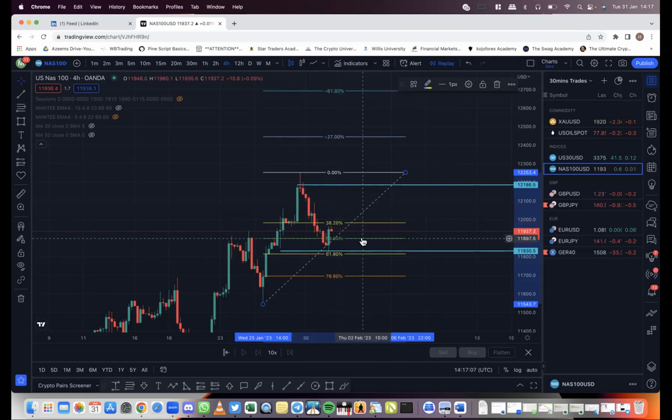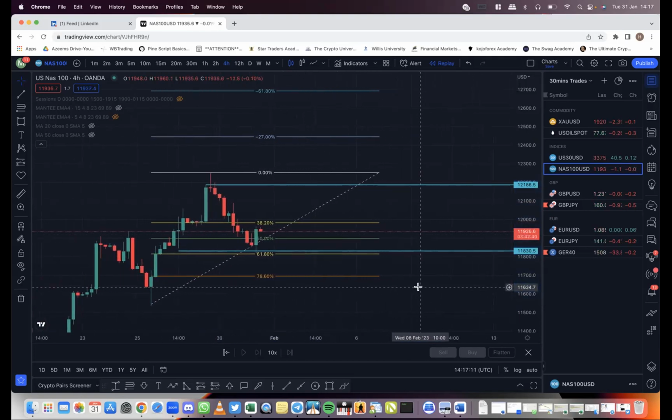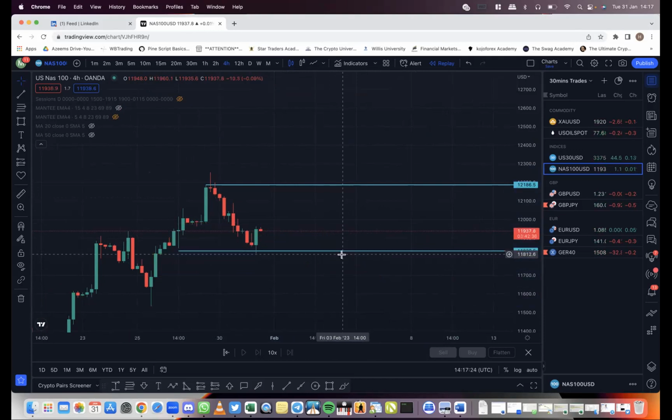I think it wicked to 28. Even now, it will retrace back to that line, and then to the 50, and then it will go further. Okay, you understand? So this is basically what it is.